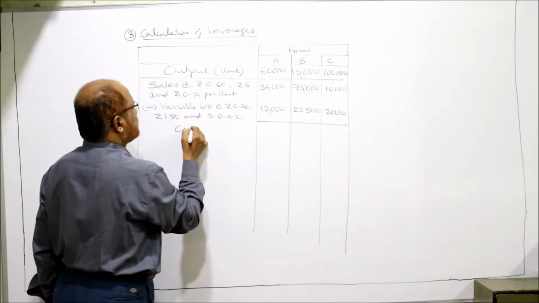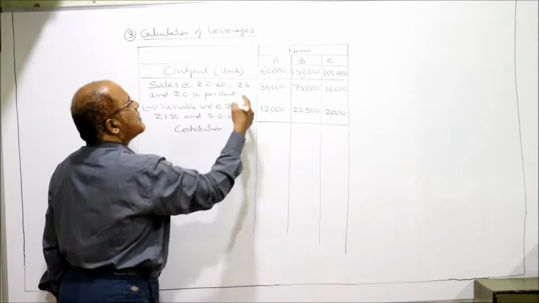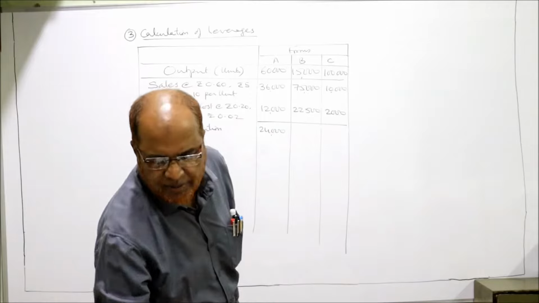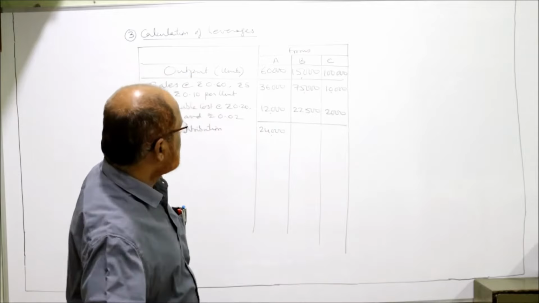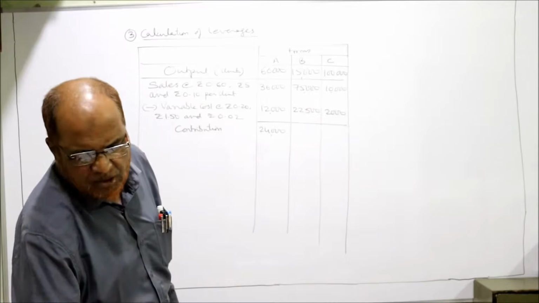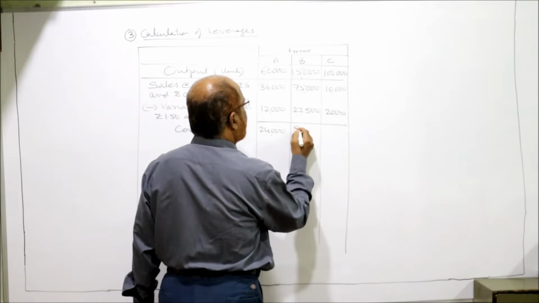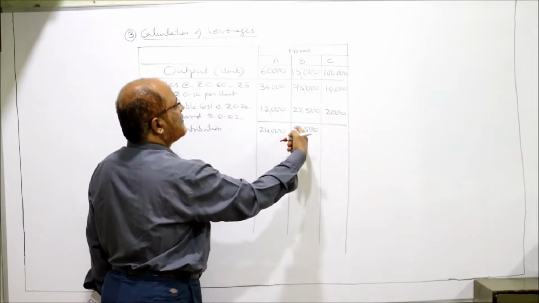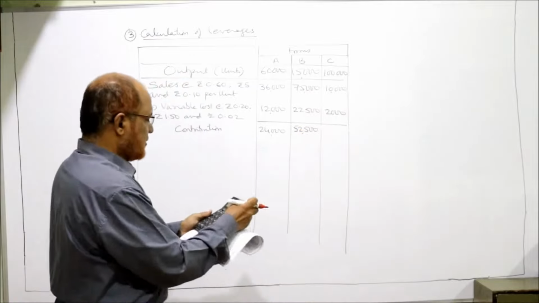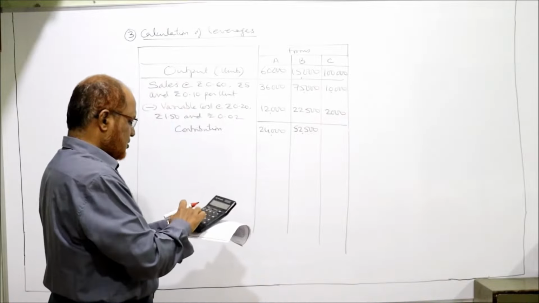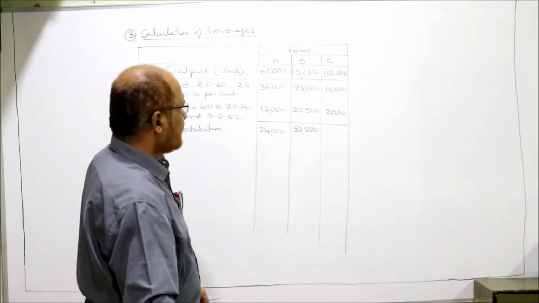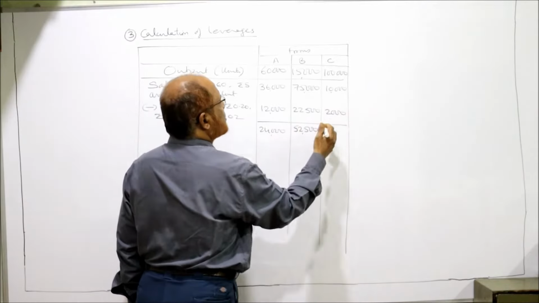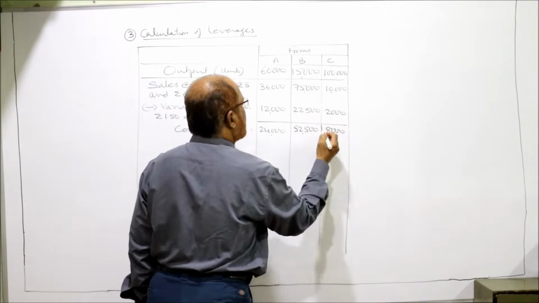We'll get contribution. So 36 minus 12 is 24,000. Similarly, 75,000 minus 22,500, we'll get 52,500. Now 10,000 minus 2,000, 8,000. This is contribution.